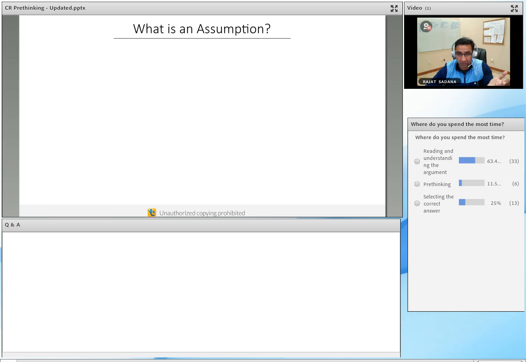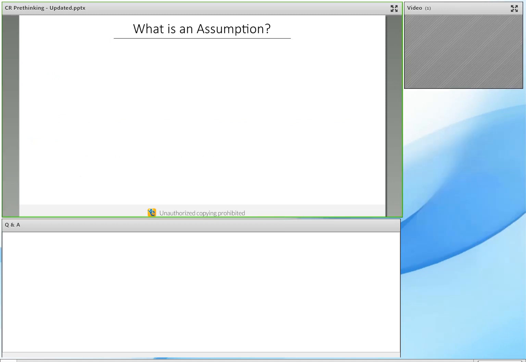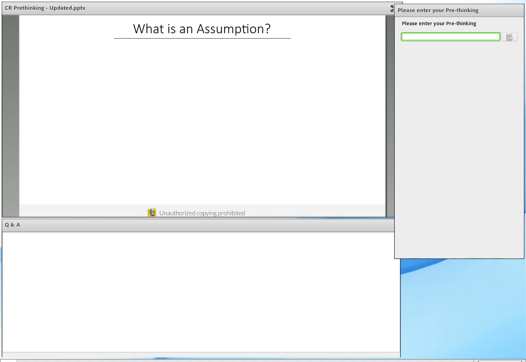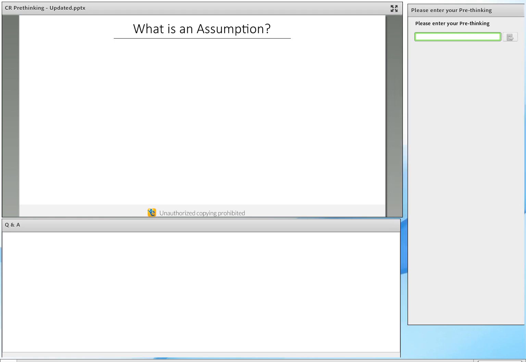Okay, now with that, before we go on to pre-thinking, we want to make sure that each one of you understands what an assumption is. And to do this, I'm going to give you a very simple argument, an argument that probably each one of you is intimately familiar with. Why? Because if you're going to do your MBA, you probably think about this argument day and night. What I want you to do is read that argument, and enter what you think the author assumes over there. So read the argument and tell.